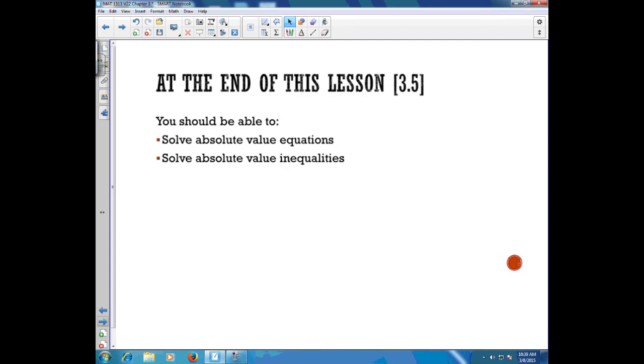And so at the end of this lesson, you should be able to solve absolute value equations and solve absolute value inequalities.